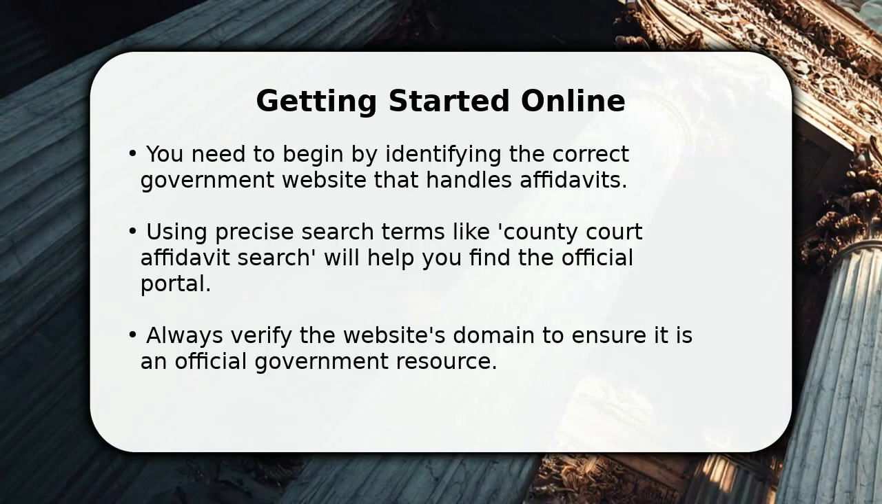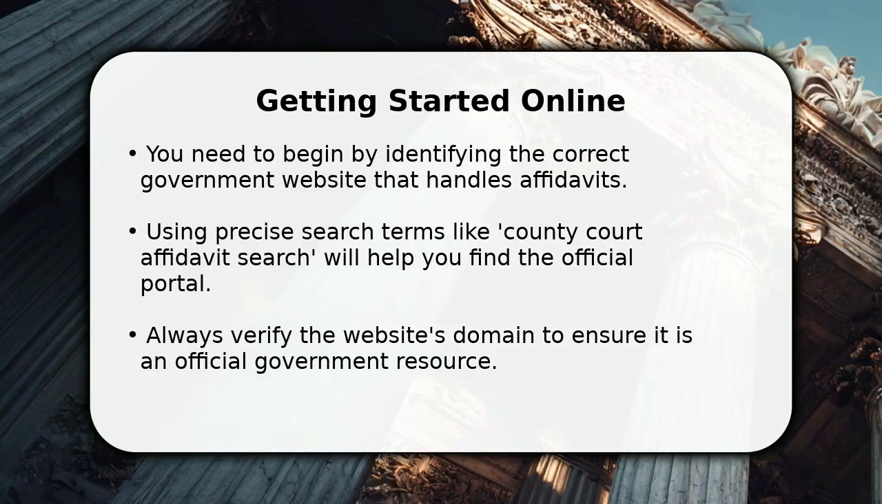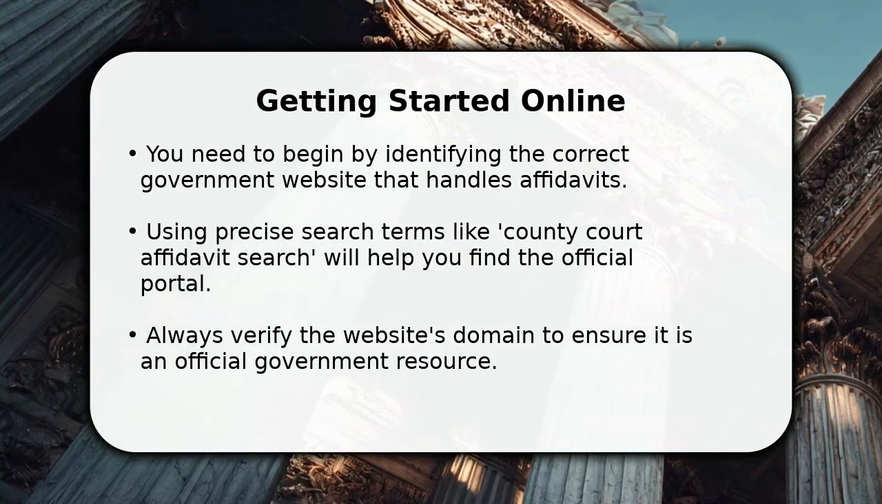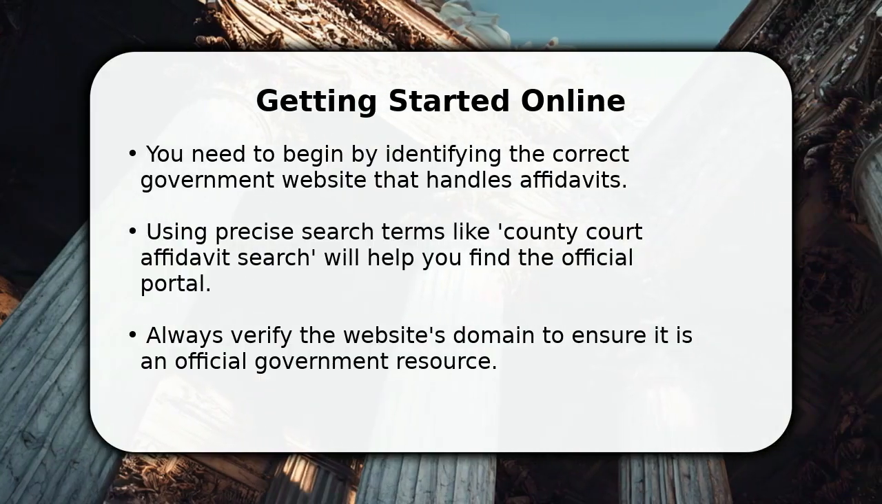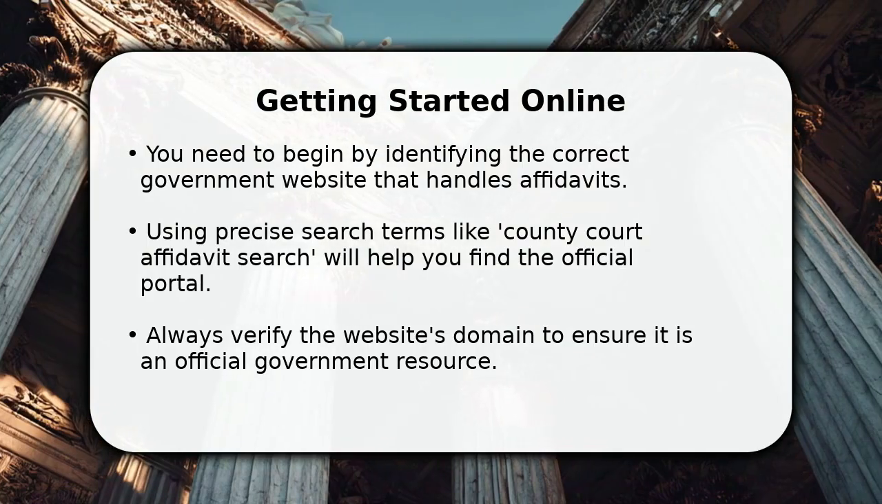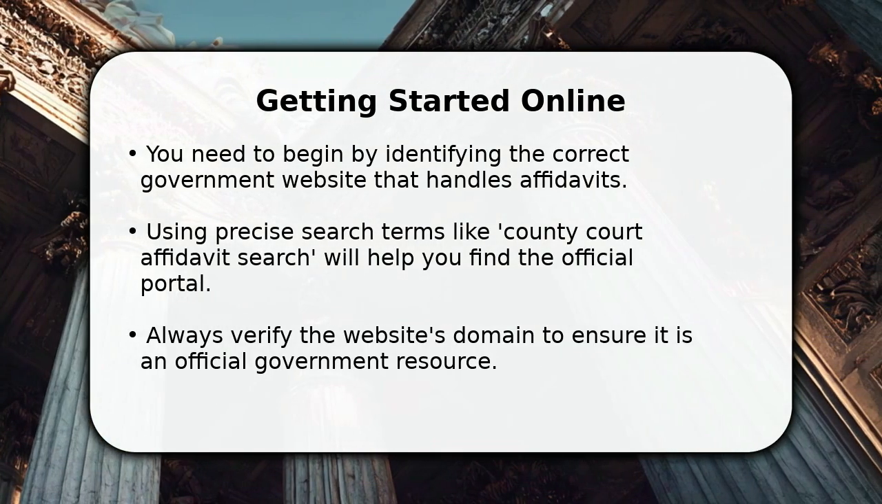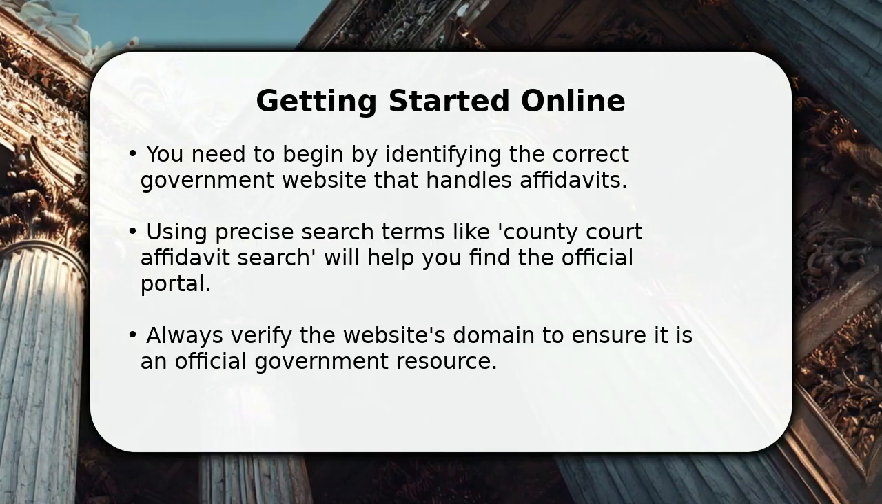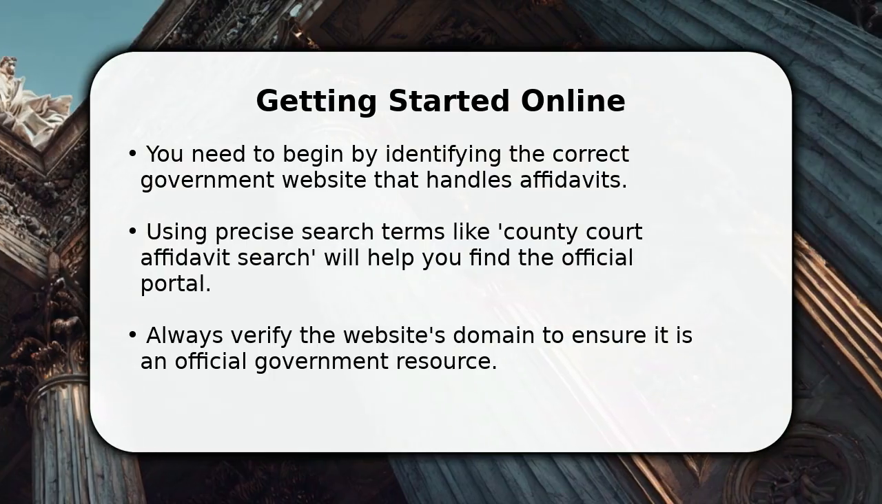In this video, I will explain how to check Affidavit online. To begin, navigate to your local government's official website or the specific court system's online portal. You can usually find this by searching online for terms like state court records or county affidavit search. Ensure you are on an official .gov domain for reliability and security. This first step is crucial for accurate and trustworthy information.